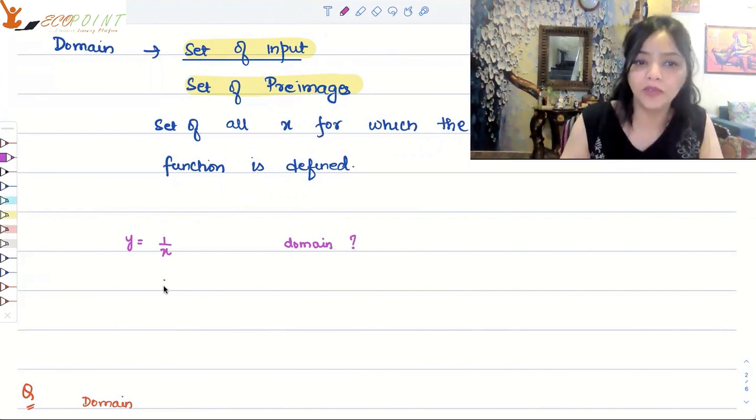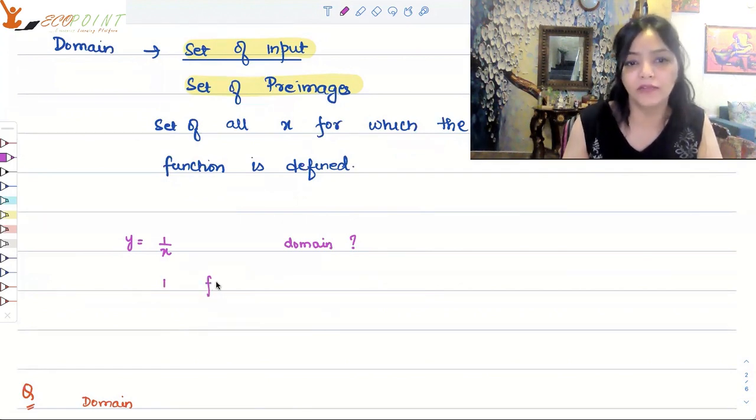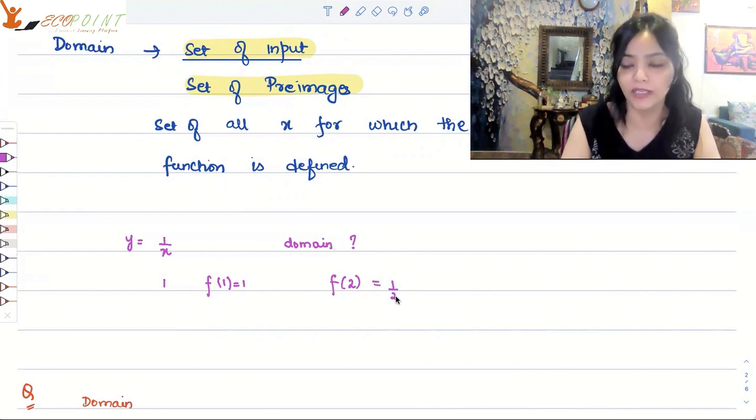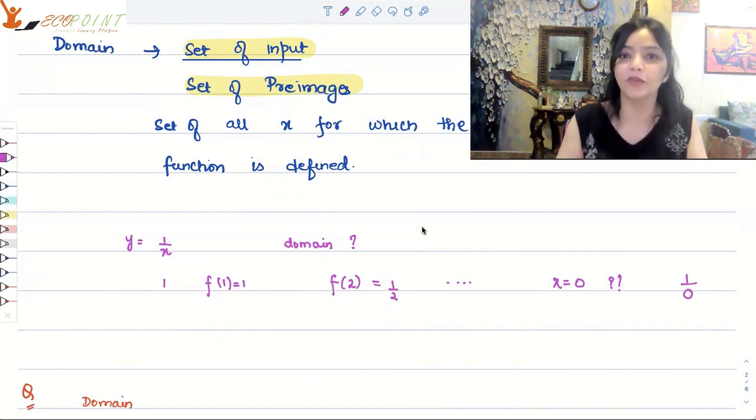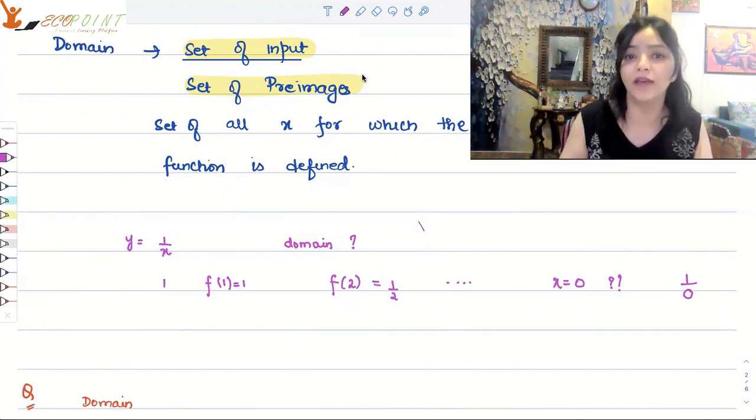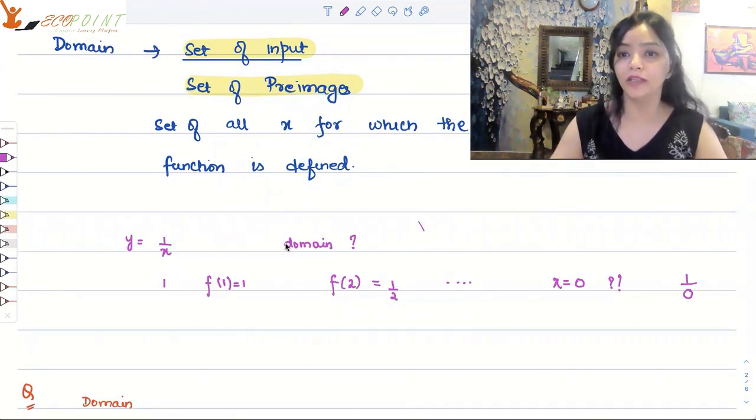Well, if I put 1, I will get f(1), which is simply 1. If I put 2 as an input, I will get 1 upon 2, which is a unique number that you are getting out. What if you put x equals 0? What's going to happen then? Your function will look like 1 upon 0, which is a number not defined. There lies a problem, and there comes the question of figuring out domain for any given function. This is not a valid number. So here you cannot plug in 0.